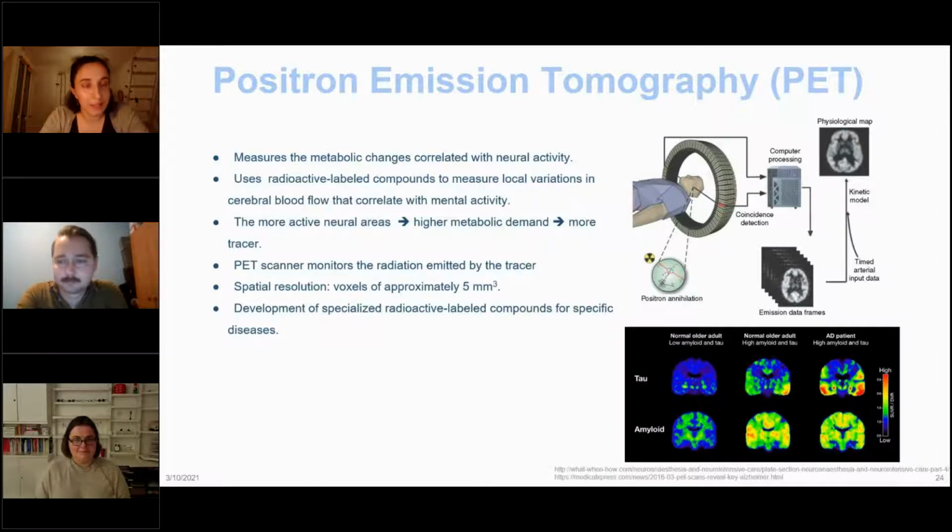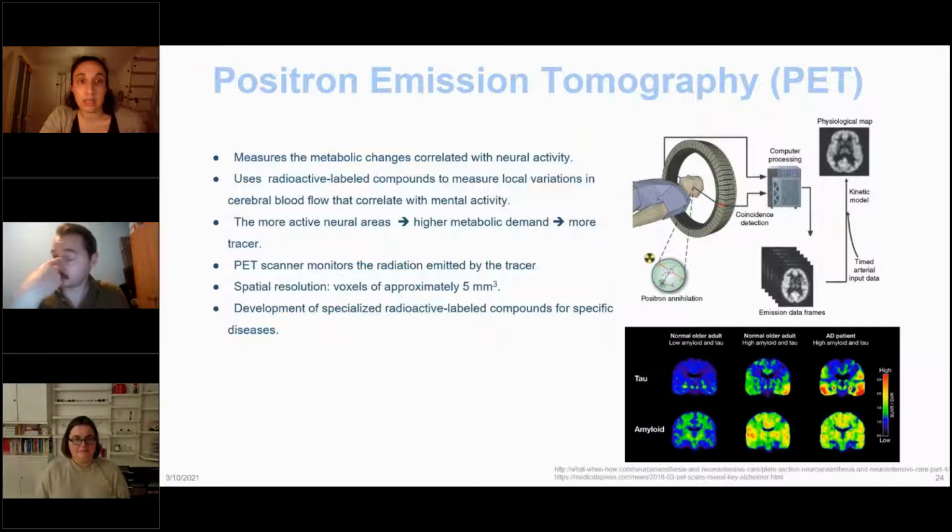And what is PET? It uses a radioactive labeled compound, which we introduce in the body of the participant. And we can measure local variations in cerebral blood flow that correlate with mental activity. Basically, the more active a neural area is, the higher the metabolic demand, the higher the tracer that is going to be picked up by the PET scanner.